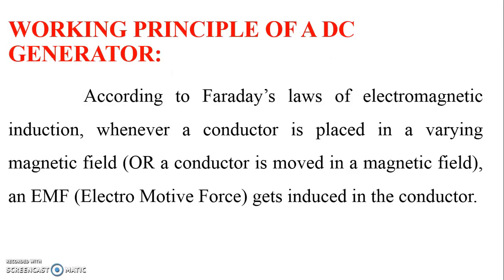So next is the working principle of a DC generator. According to Faraday's law of electromagnetic induction, whenever a conductor is placed in a varying magnetic field, or a conductor is moved in a magnetic field, an EMF gets induced in the conductor. According to that principle, a DC generator works.